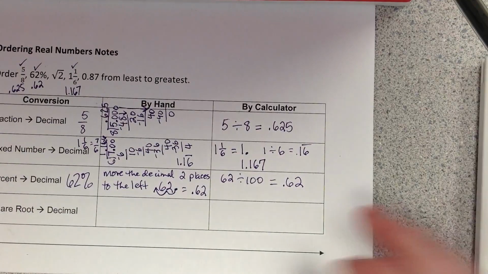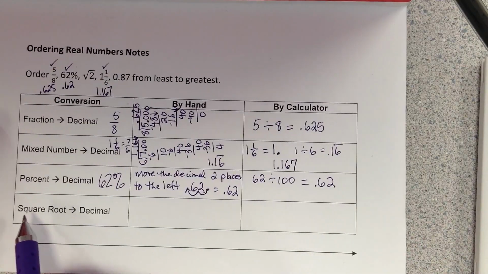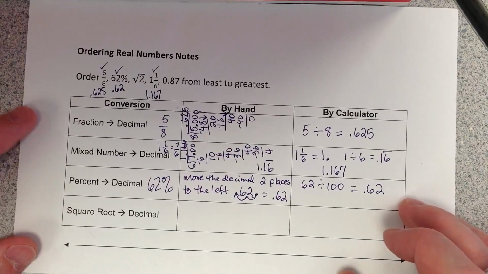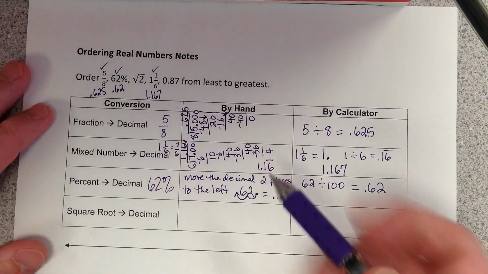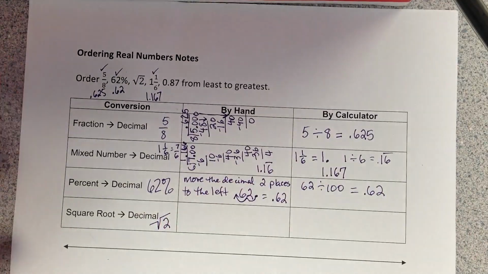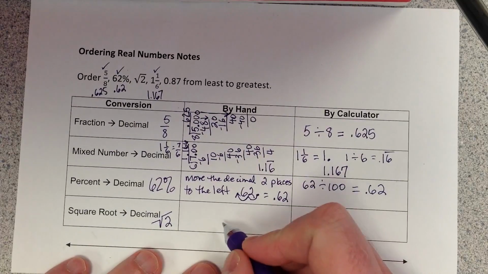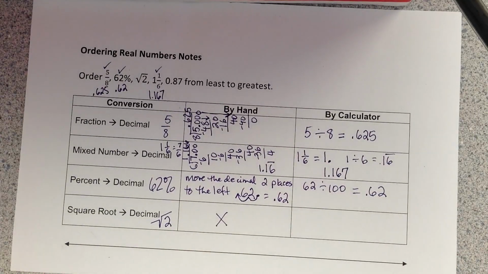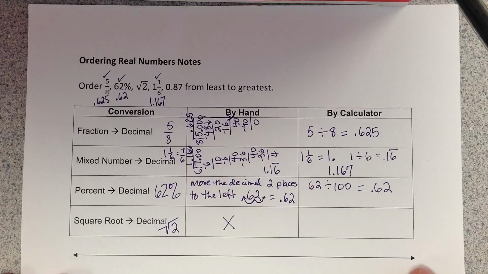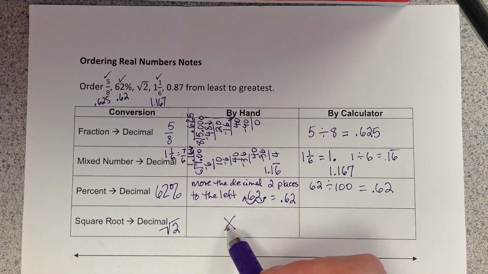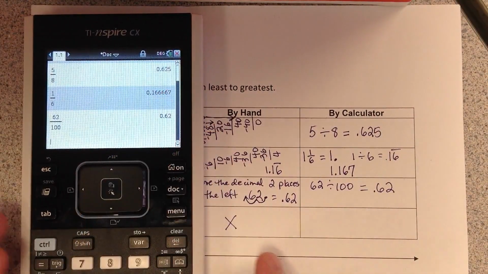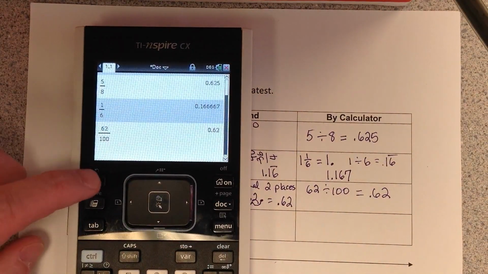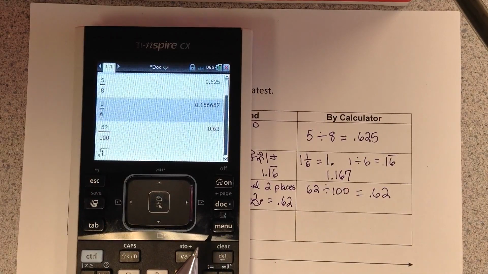And now the last thing we're going to do is change the square root to a decimal. Let me scoot over here. So I'm going to change the square root to a decimal. Well, the square root is the square root of 2. With the square root of 2, you cannot do that by hand. It's impossible. So we're going to cross that out. We're not going to do it by hand. We're going to use our calculator. You'll remember this. To find the square root of 2, we go Control X squared, and then type the 2, and hit Enter.